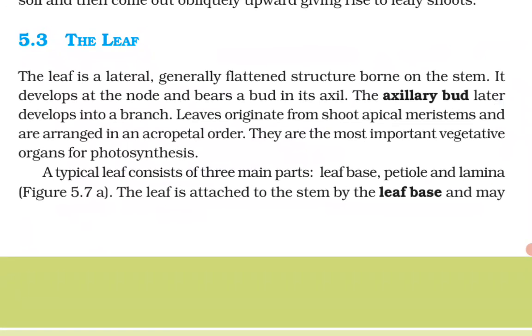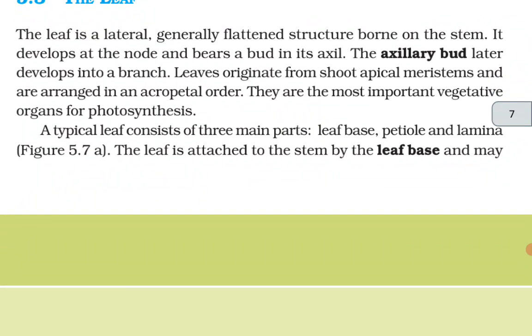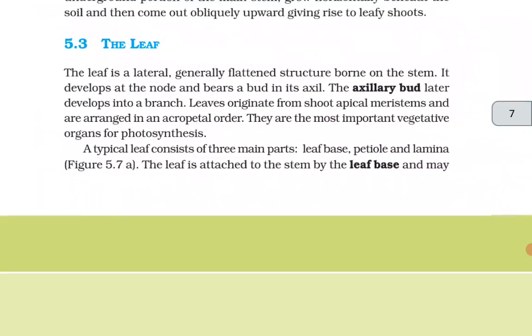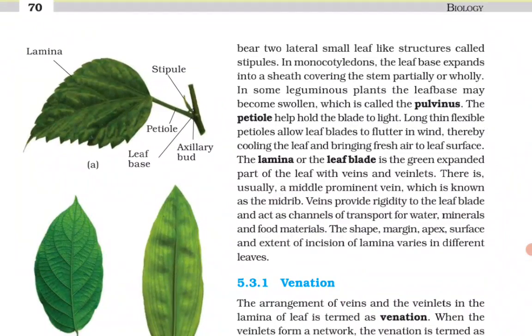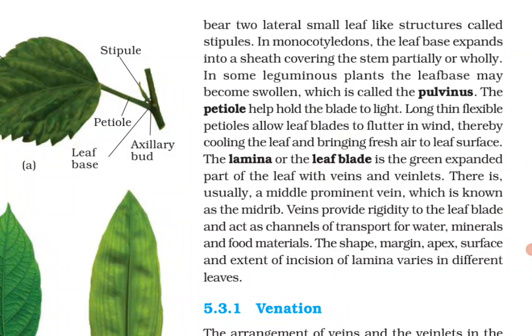A typical leaf consists of three main parts: leaf base, petiole and lamina. The leaf is attached to the stem by the leaf base and may bear two lateral small leaf-like structures called stipules. In monocotyledons, the leaf base expands into a sheath covering the stem partially or wholly. In some leguminous plants, the leaf base may become swollen, which is also called the pulvinus.